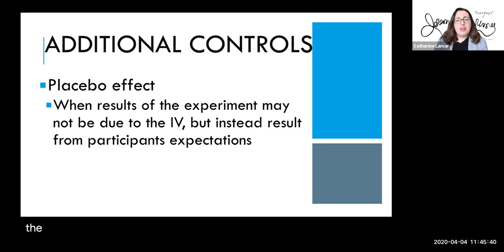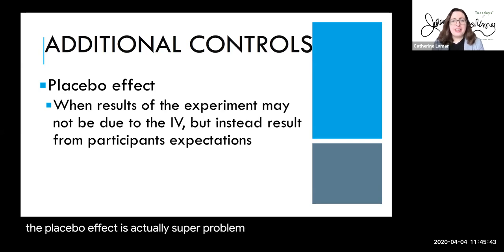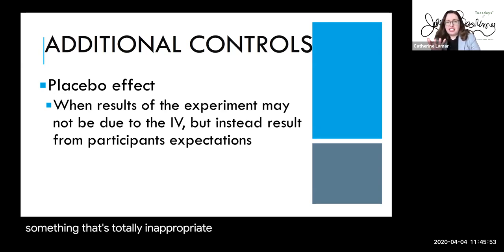And so the placebo effect is actually super problematic because if it exists, then the results we see could in no way be connected to the treatment or the independent variable. And that means that we could have something that's totally ineffective that actually looks like it works because our participants expect it to. Right?